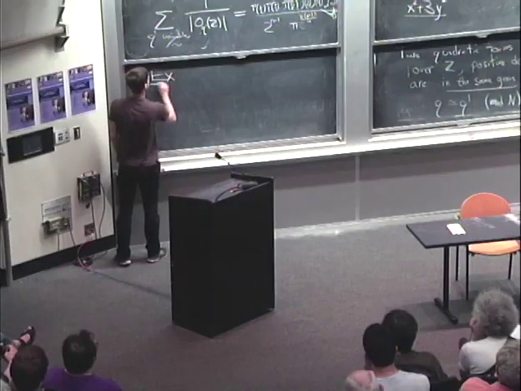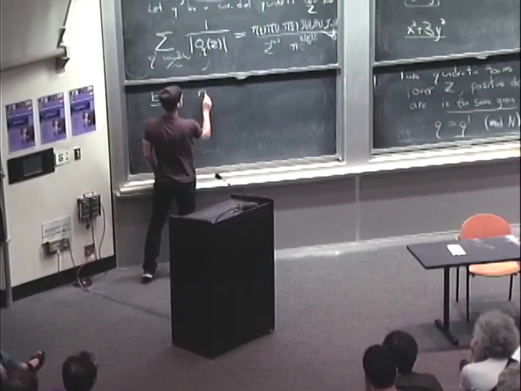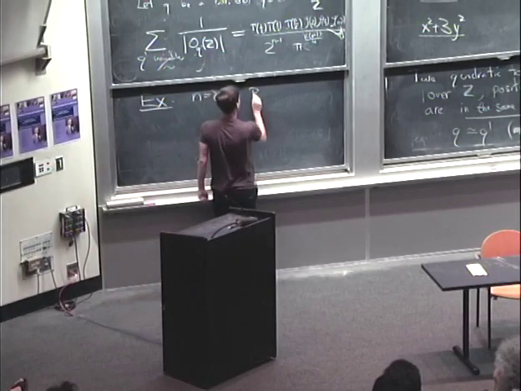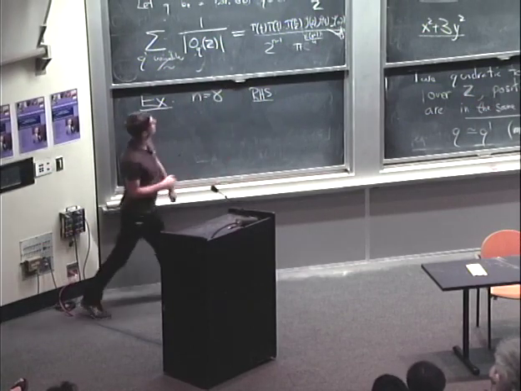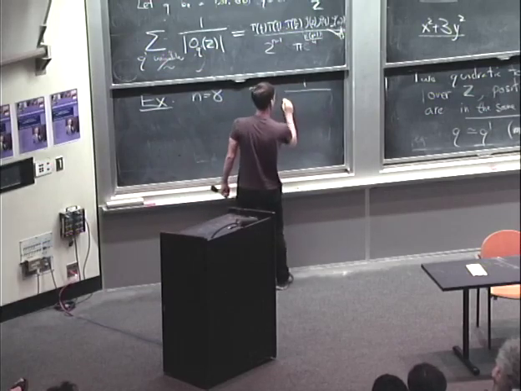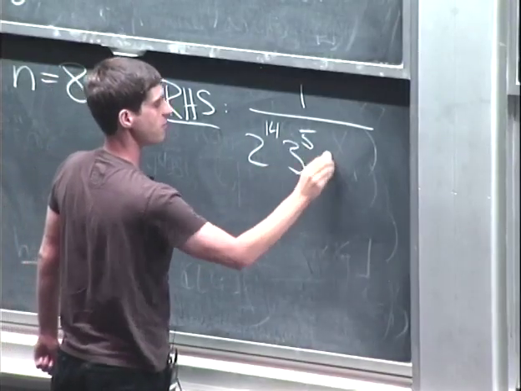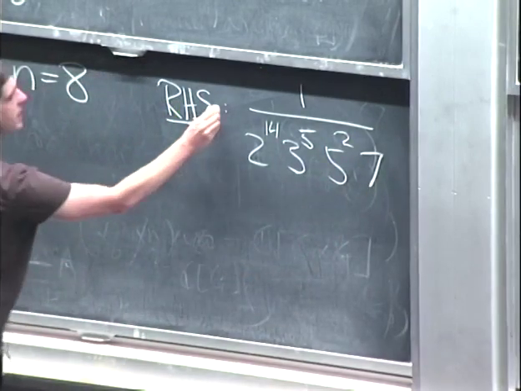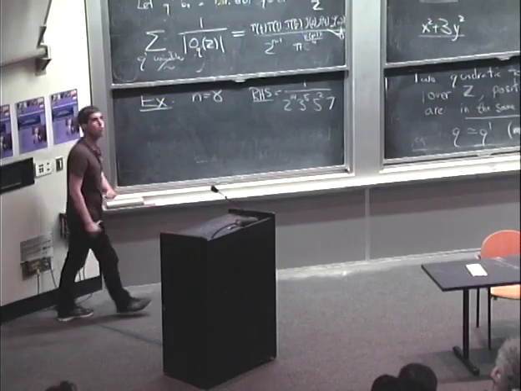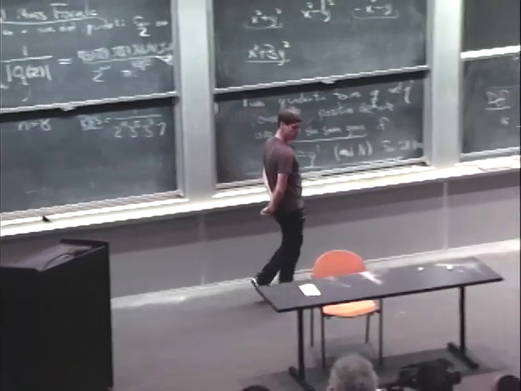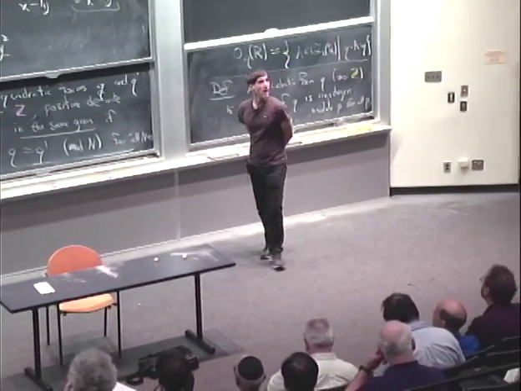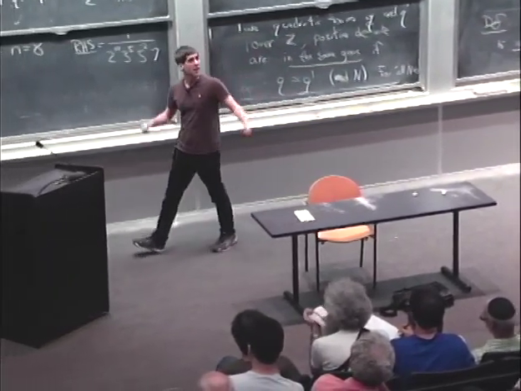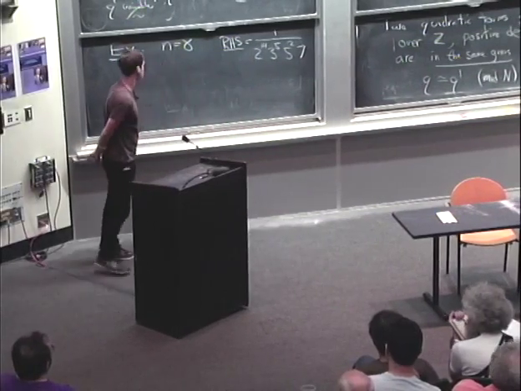So I said the number of variables always has to be divisible by 8. So the simplest example you might try is n equal to 8. And then you can evaluate the right-hand side. And the right-hand side turns out to be 1 over 2 to the 14th times 3 to the 5th times 5 squared times 7. So in particular, the right-hand side is non-zero, which means there's at least one unimodular quadratic form in 8 variables. And there's one that you can write down, where the corresponding lattice is the E8 lattice. It's the root lattice of the exceptional Lie group E8.